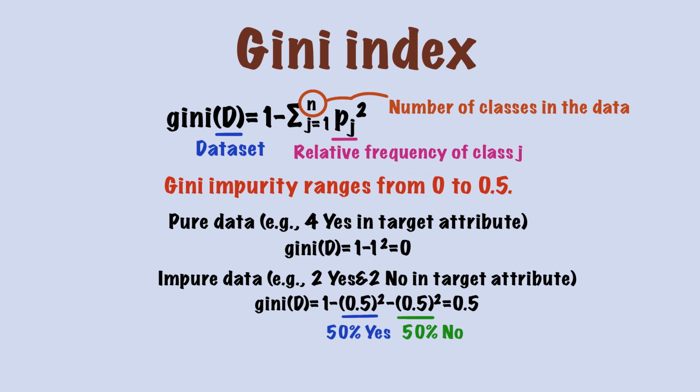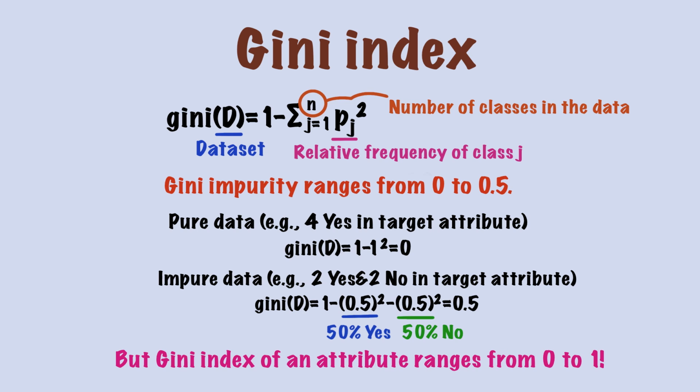Just to remind you, this 0.5 means we have 50% yes and 50% no, since this is just the relative frequency of a specific class. Again, the Gini index is not equal to Gini impurity. Gini index of an attribute ranges from 0 to 1. 0 is the purest, 1 is the most impure.